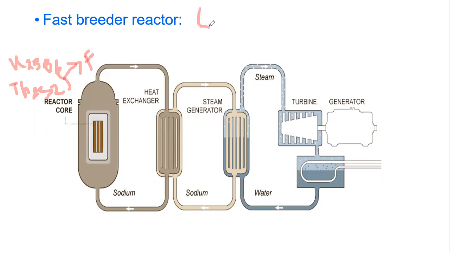It is also called the FBR, that means the fast breeder reactor. In that there is no moderator. The fuel used is uranium 235 or plutonium, which are the fissile materials, and these are the fertile materials. The fertile materials are used to absorb the neutrons.